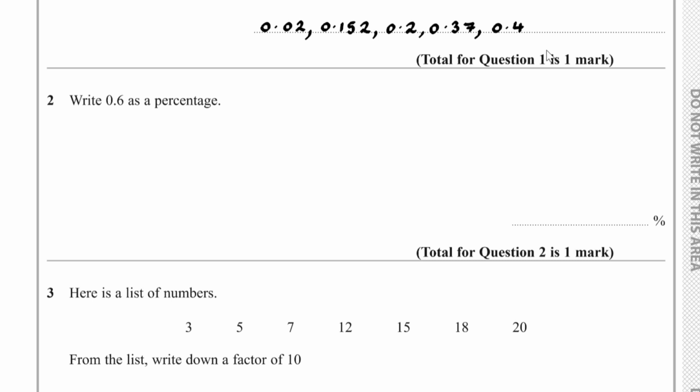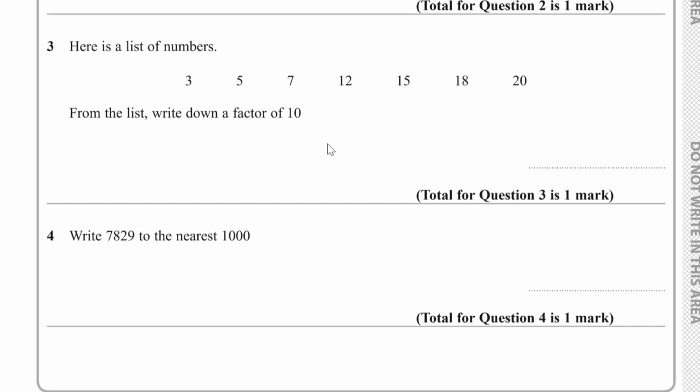Question number 2, we have to write 0.6 as a percentage. Well, to go from a decimal to a percentage, we would multiply by 100, and percentage to a decimal we would divide by 100. And so 0.6, if I multiply that by 100, I get 60. We have 60%.